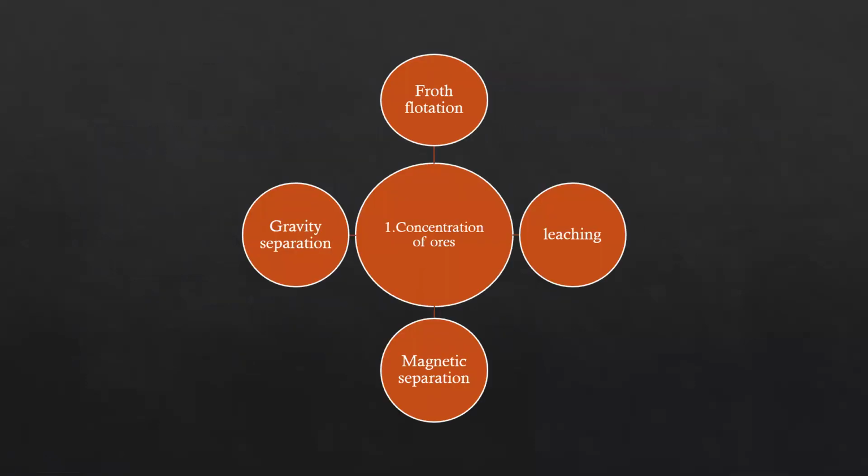So the first process, concentration of the ore. Four methods are there: gravity separation or hydraulic wash. The second method is froth flotation. The third method is leaching, and the fourth method is magnetic separation.